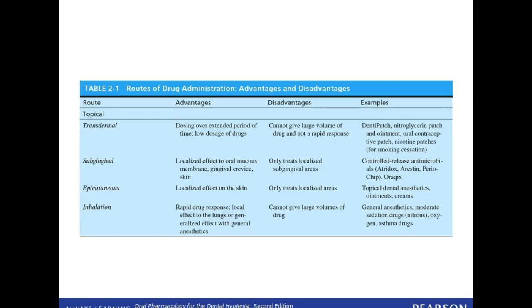The topical route includes transdermal, subgingival, epicutaneous, and inhalation. Topical dental anesthetics are applied through the epicutaneous route, and controlled release antimicrobials such as Atridox, Arestin, PerioChip, and Actisite are delivered through the subgingival route.